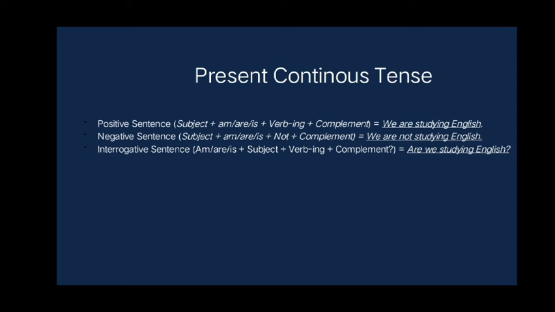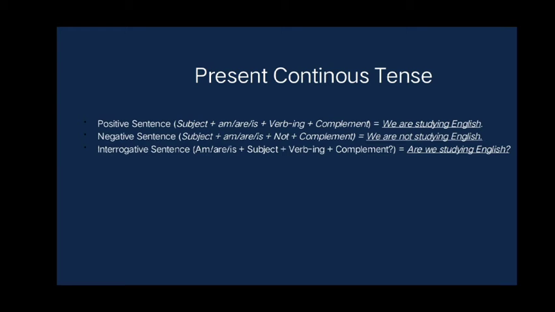Okay, next is present continuous tense. Present continuous tense is used to talk about an ongoing action. The most important of these tenses is the time duration for the verb. Present continuous tense has a formula. The formula for the positive sentence is subject plus to be. The to be is am, are, and is, plus verb ing plus complement. For example, from a positive sentence is we are studying English.